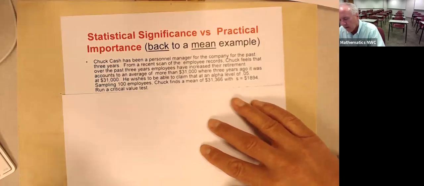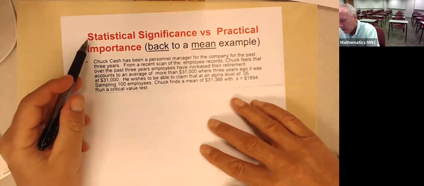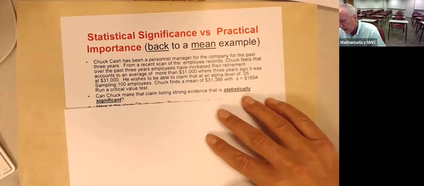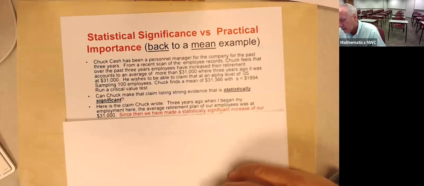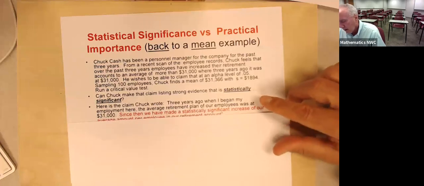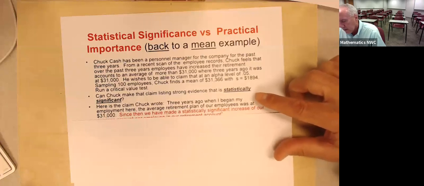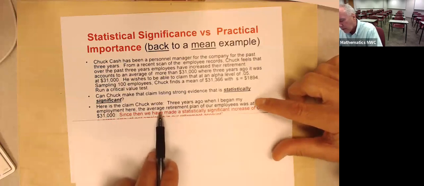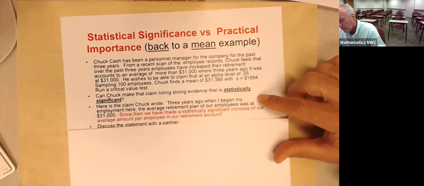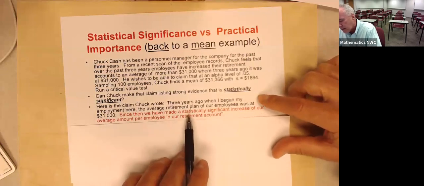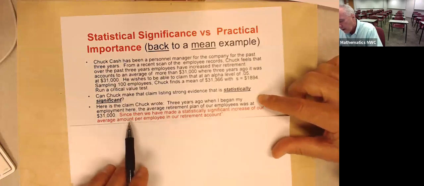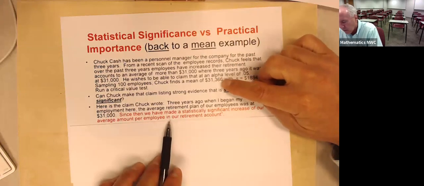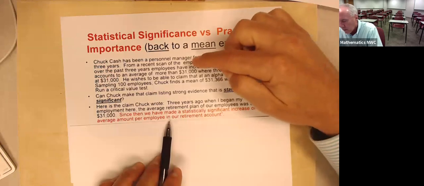Okay? Now, look at this statement in reference to what's up here in red. Can Chuck make the claim listing that it is statistically significant? The answer is yes, he can. Here's the claim that he wrote in black. This is not a good claim. It's not written well. 3 years ago, when I began my employment here, the average retirement plan of the employees was at 31,000. Since then, we have made a statistically significant increase of our average amount per employee in our retirement account. Well, we just did the test, or imagine we did, and we were able to conclude that it was more than 31,000.